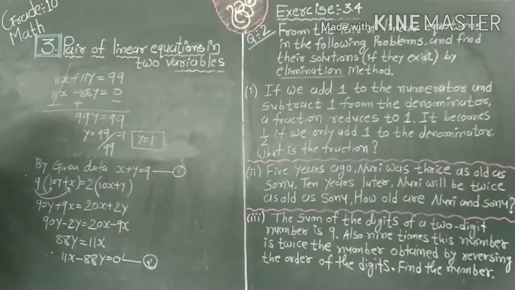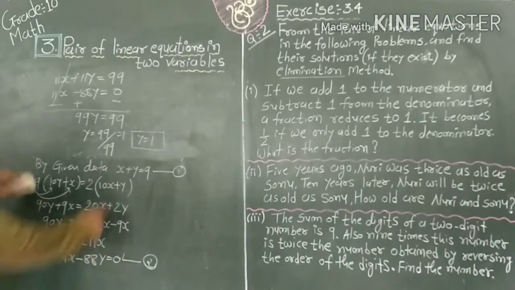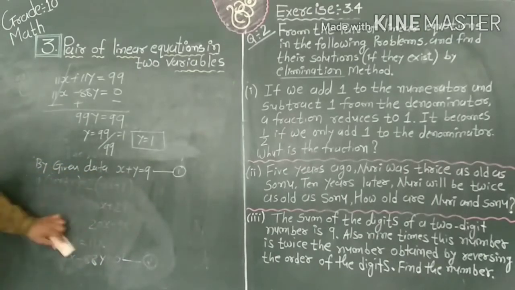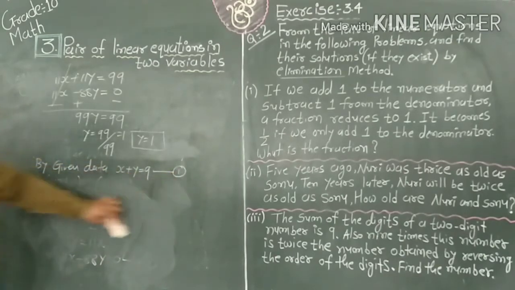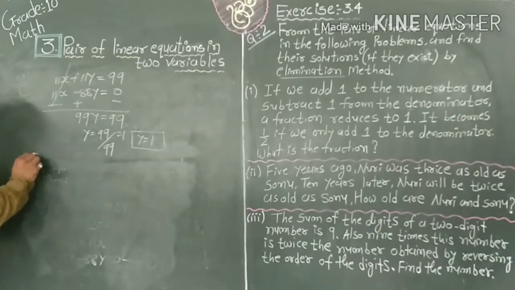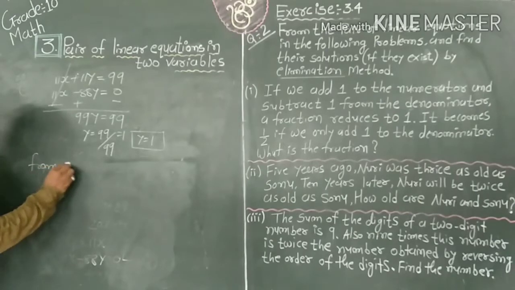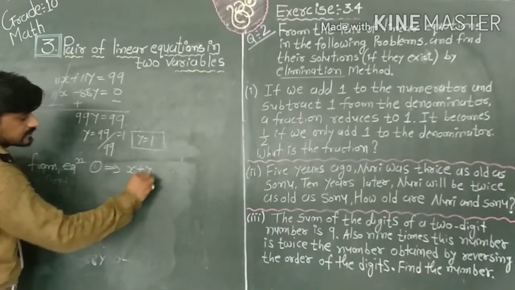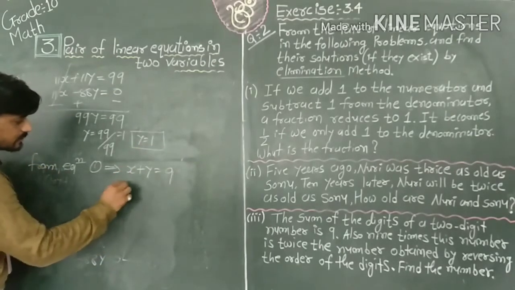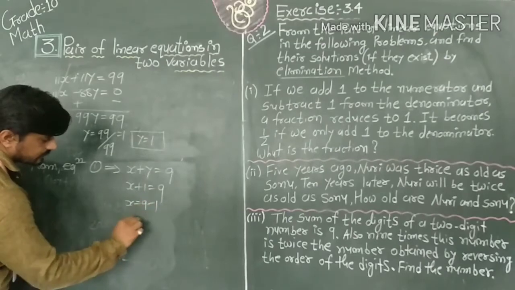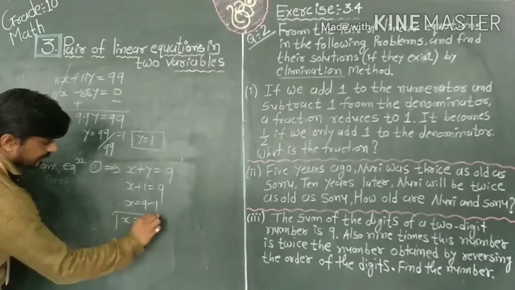Okay. Now put this value in this equation. We put this value in equation number 1 because it is a simple one. What is our equation 1? x plus y is equal to 9. Now put y is equal to 1. That means x is equal to 9 minus 1. x is equal to 8.